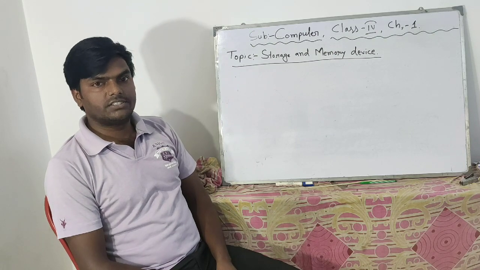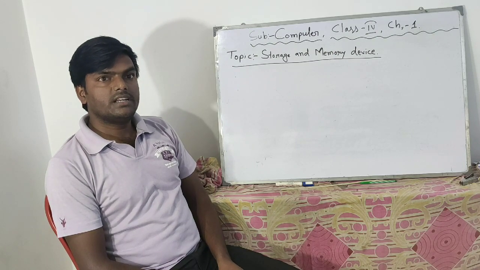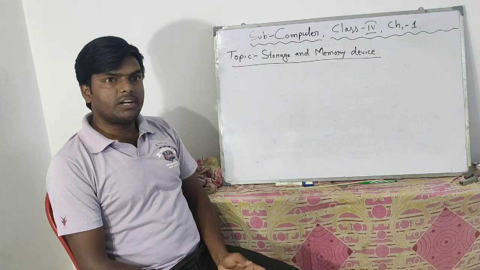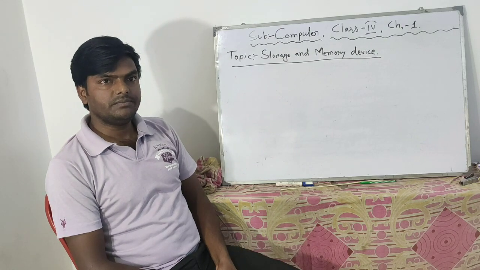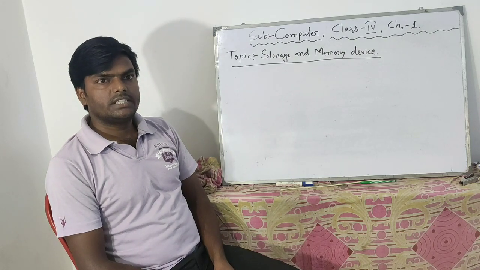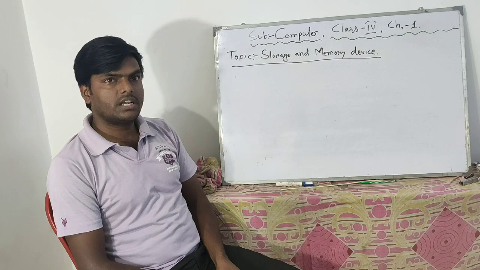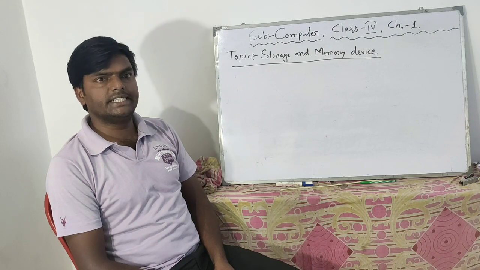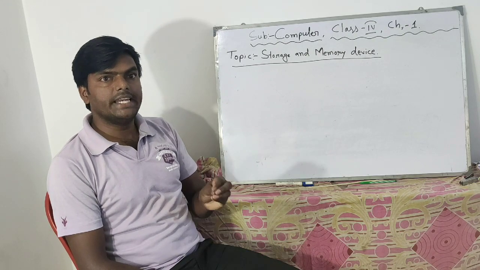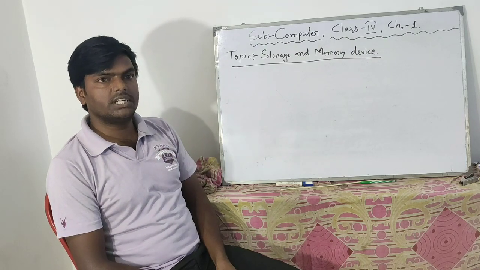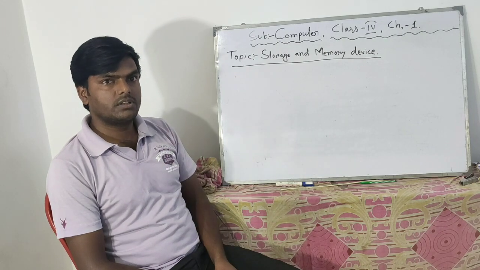bits and bytes. Memory will store bits and bytes. What is a bit and what is a byte? Data in the computer is stored in the form of bits and bytes. A bit is the smallest unit of data that can be stored in a computer. Clear? So 8 bits equal 1 byte. Computer will store the data, 8 bits equal to 1 byte.